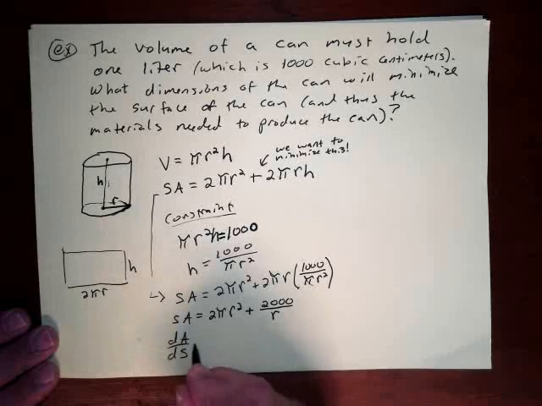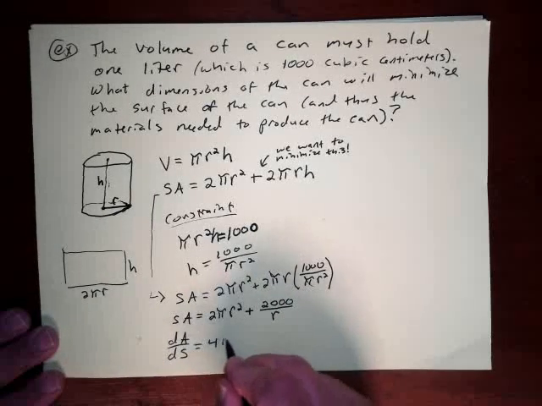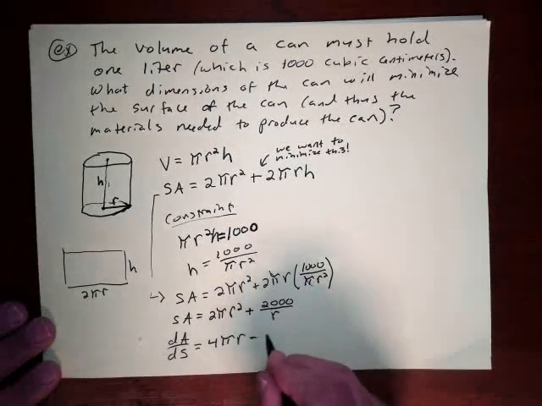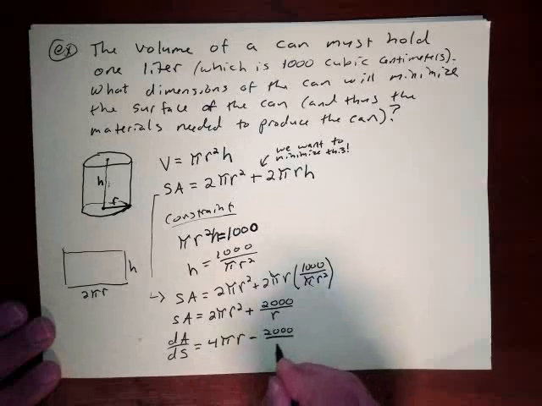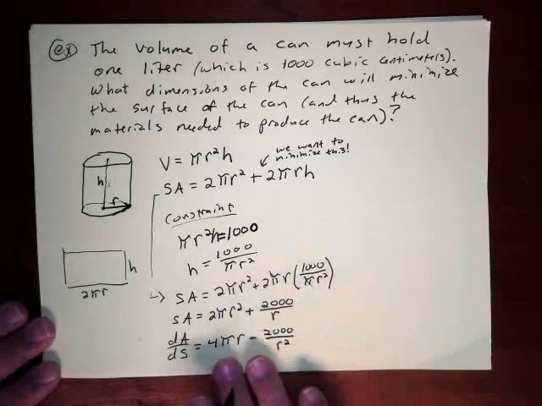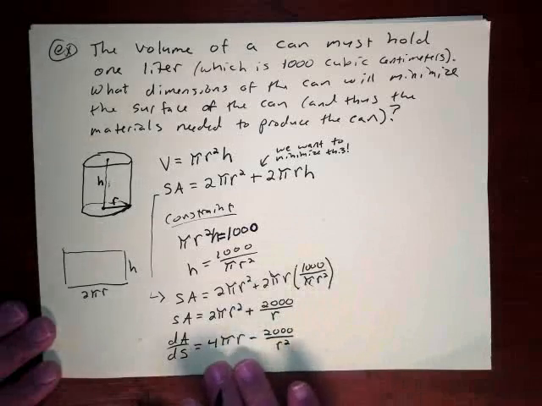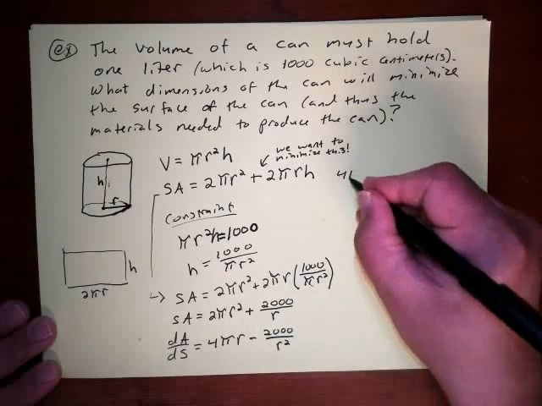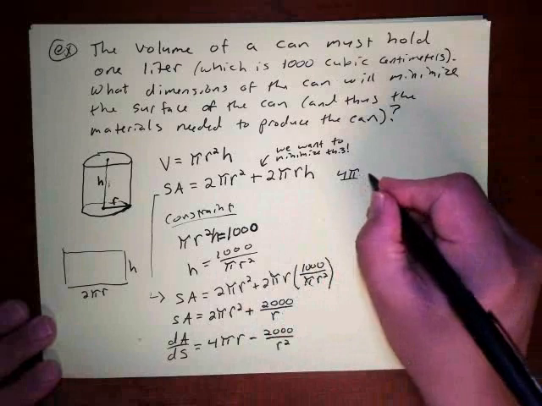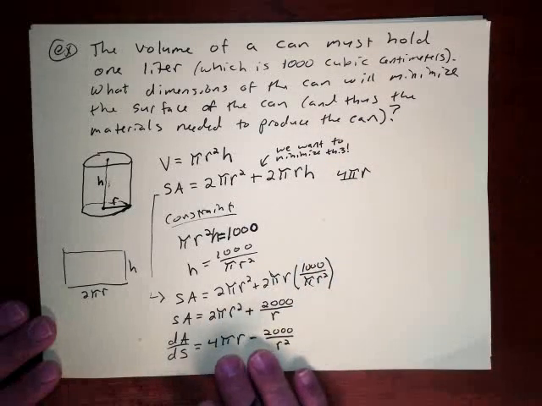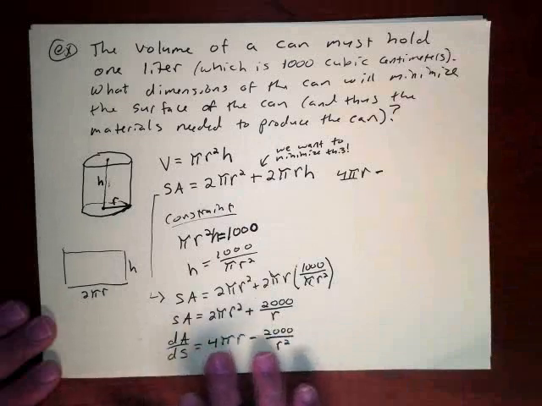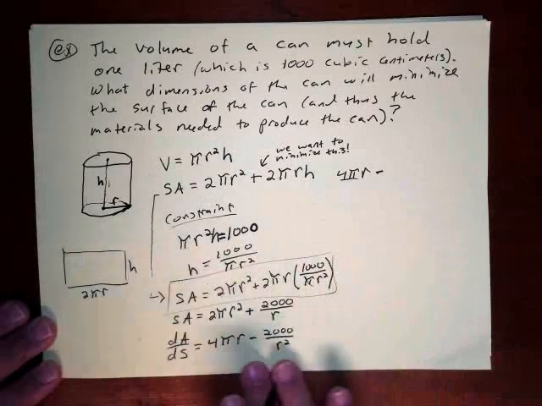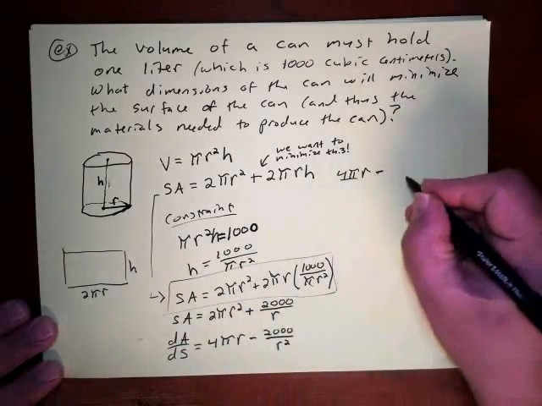dSA/dr. When I do, I get 4 pi r minus 2,000 over r squared. Okay, so now I'm going to set this derivative equal to 0. We're setting this equal to 0, of course, so that we can find the critical point, because we want to find the minimum value of this function, the r that gives you the minimum value. So let's find the critical point by setting this equal to 0.